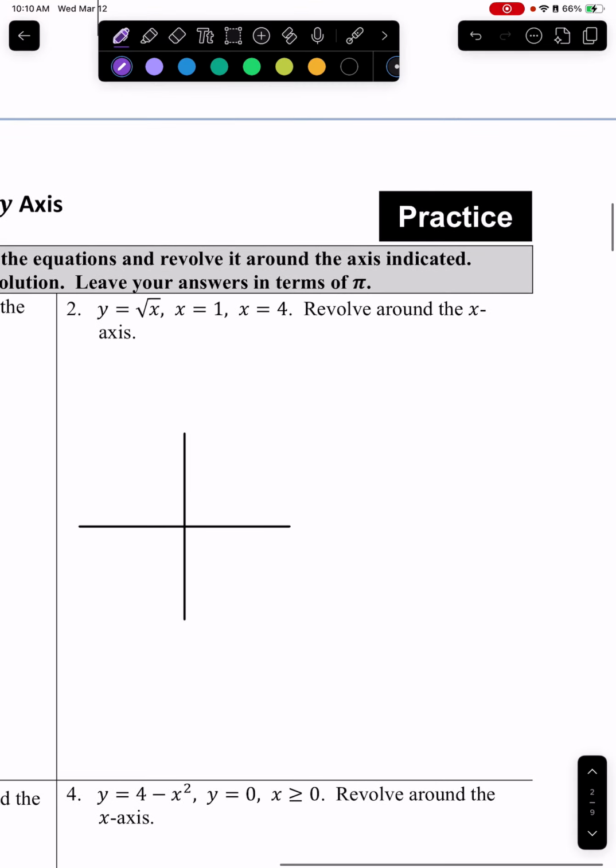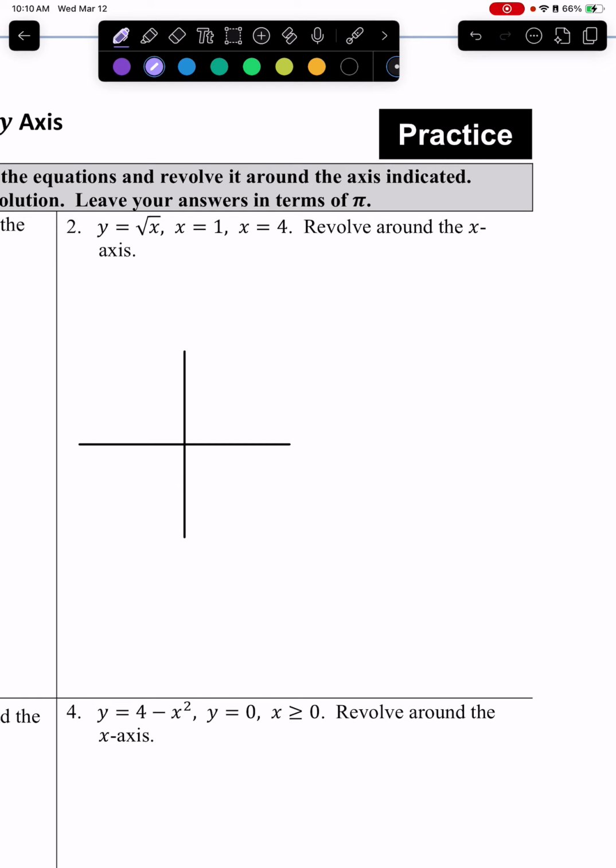All right, next we've got the square root of x, which looks something like this. X equals 1 is going to be there. X equals 4 going to be there. So this point is 1, 0. This point is 4, 0. This point is x equals 4, square root of 4, 2, and 1, square root of 1, 1. Our region is going to be bounded right there, and we are rotating about the x-axis.